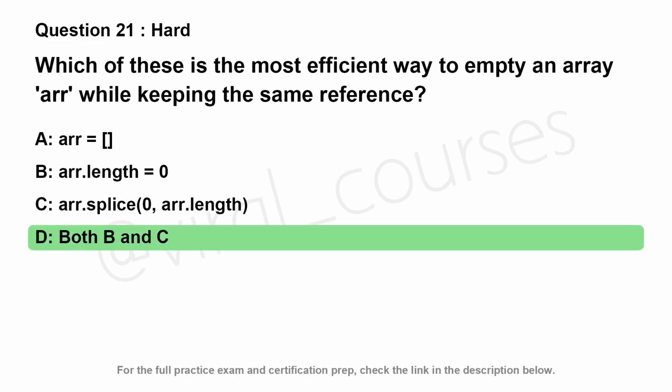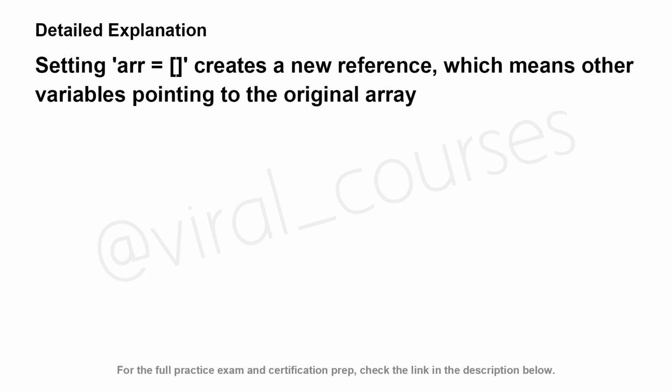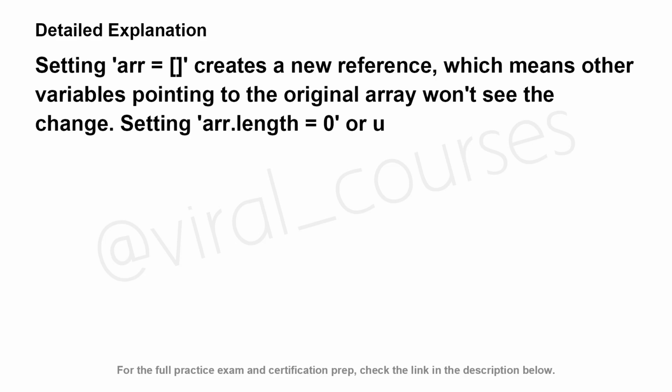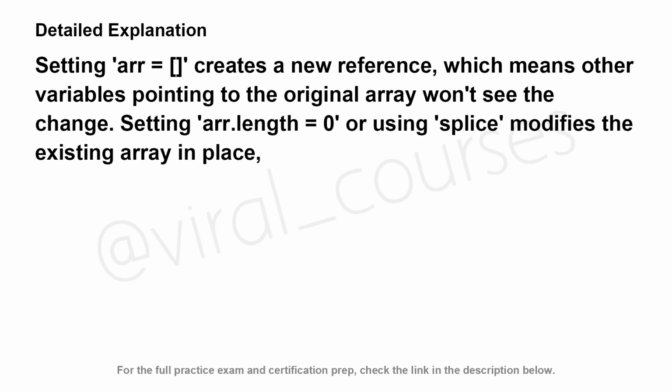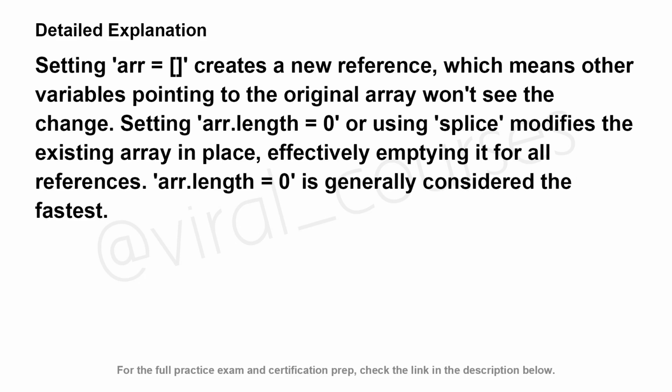The correct answer is D. Setting arr = [] creates a new reference, which means other variables pointing to the original array won't see the change. Setting arr.length = 0, or using splice, modifies the existing array in place, effectively emptying it for all references. arr.length = 0 is generally considered the fastest.